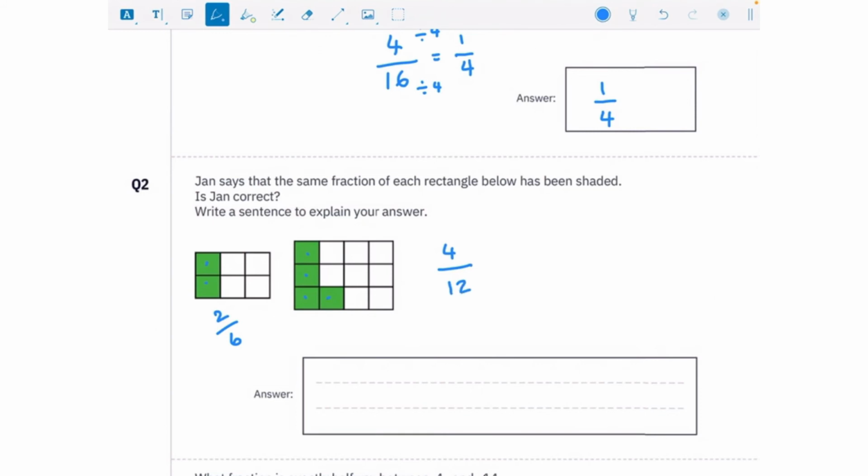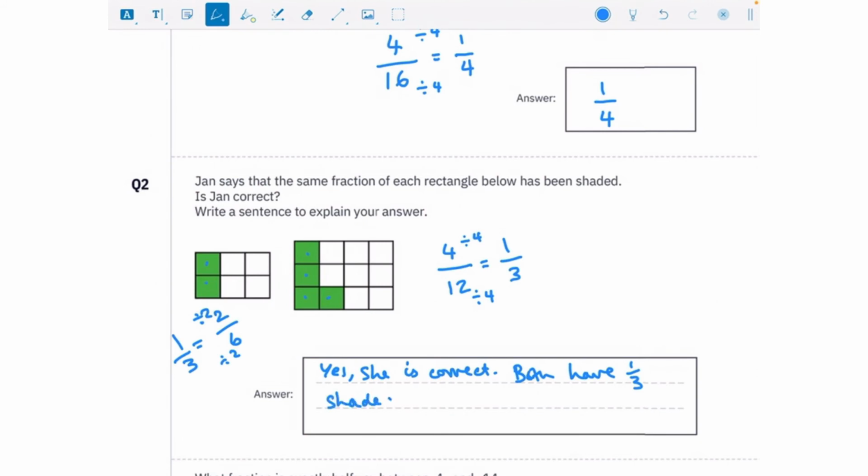Now, are those two fractions equivalent? Let's simplify them both and see. So 4 over 12, both in the 4 times table. So let's simplify that by dividing by 4. That becomes 1 over 3. And with the fraction over here, they're both in the 2 times table. So let's divide by 2, and that's also 1 over 3. So yes, she is correct. Both have 1/3 shaded. Great. Both fractions simplify to 1/3.